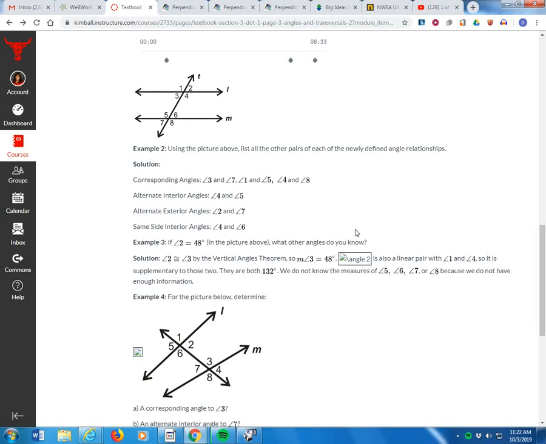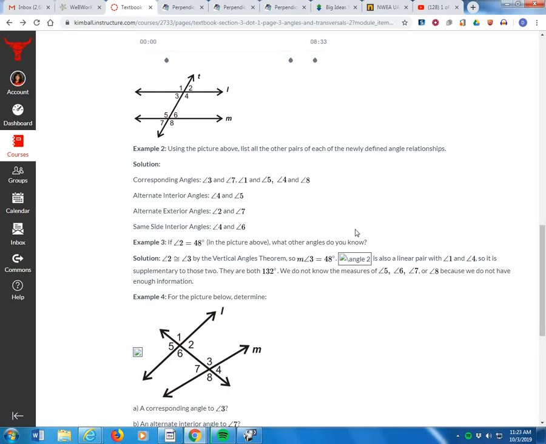So if I knew angle 2 was 30 degrees, what other angle do I know is 30 by which kind of angle is it? Corresponding, okay? But also 3 would be 30 degrees, right? Using alternate exterior, what angle is equal to angle 2? 7. Good. Corresponding to angle 1? 5. Yes. Alternate interior to angle 3? 6. You following? Alternate interior, alternate exterior, and corresponding angles are all equal in a parallel line system like this one.